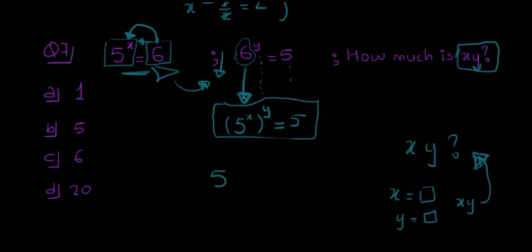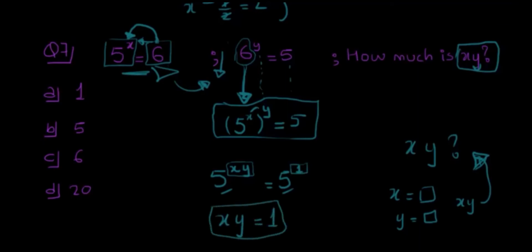So I have 5 to the power x. What's the relationship between them? Power and a power, they multiply, equals to 5. Now the bases are the same, I can ignore them. The only thing I'm working on is the power, because the powers should also be equal to each other. What do I have here? An invisible 1. Write 5 or 5 to the power 1, the exact same thing, which means I can say that the powers have to be equal to each other, so xy equals to 1.